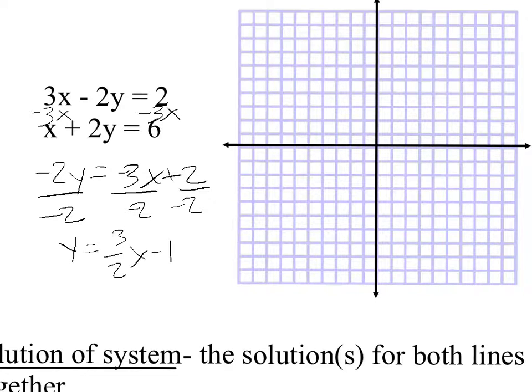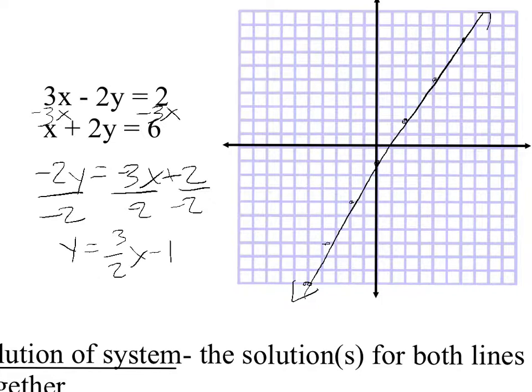So I graph that. I start at negative 1. My slope is positive 3 over 2, so up 3, over 2. And there's my points. I'm going to go the other way. I don't know where they're going to cross, so I need to make sure that I put enough here so that I can tell that. And then I draw the line.